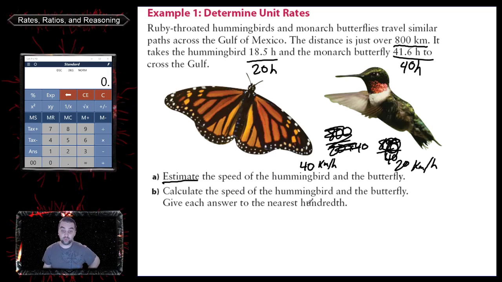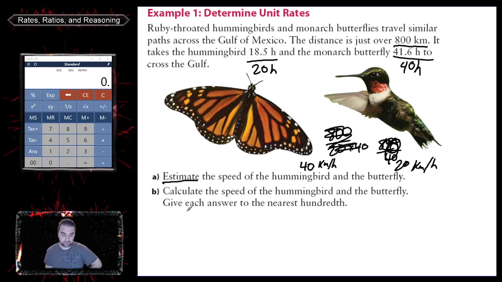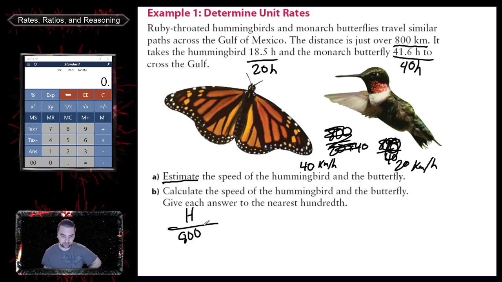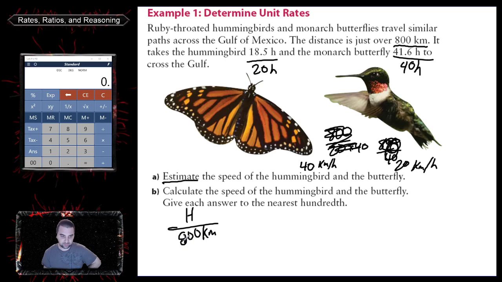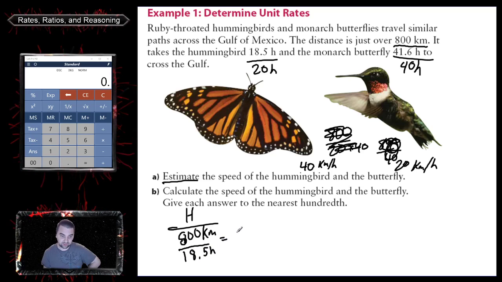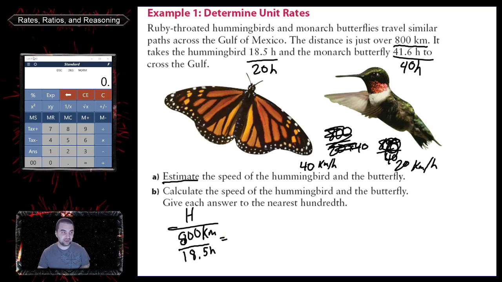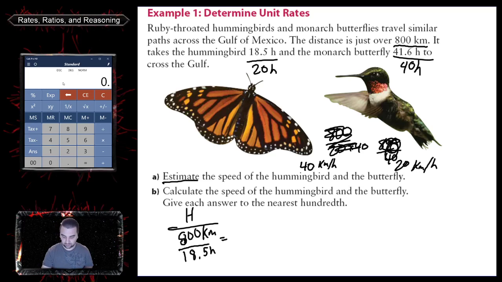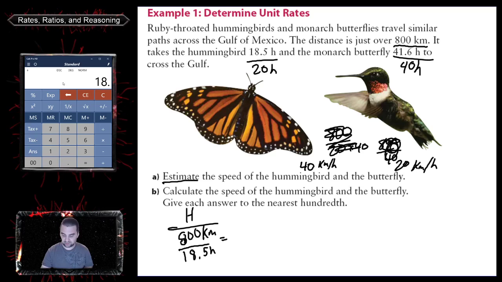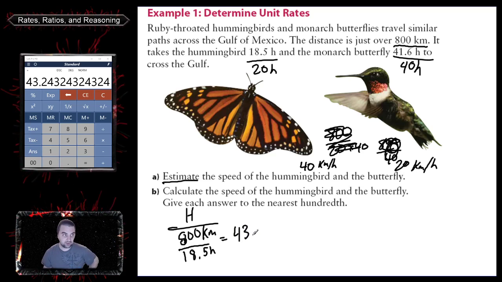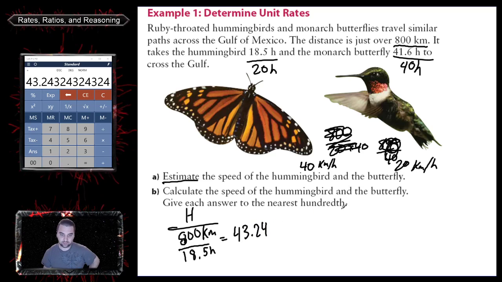So now we actually want to do the calculations with the real numbers. So hummingbird first. We were doing 800 kilometers, except this time it's not an estimation. We are dividing 800 kilometers by 18.5 hours. So 800 divided by 18.5. You can look over at the calculator on the left side of your screen there. I'm going to do it there. 800 divided by 18.5 gives me 43.24. I'm just going to stop there.